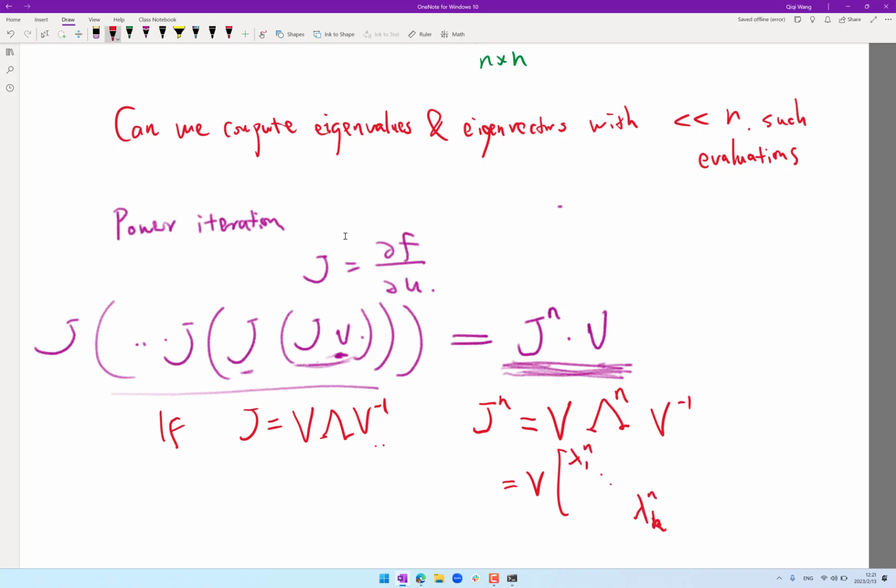Well, I think I should not use n here because I already used n to denote the dimension of the system. So let's say k over here, and k over here, and here would also be k, and that would be n times V inverse.